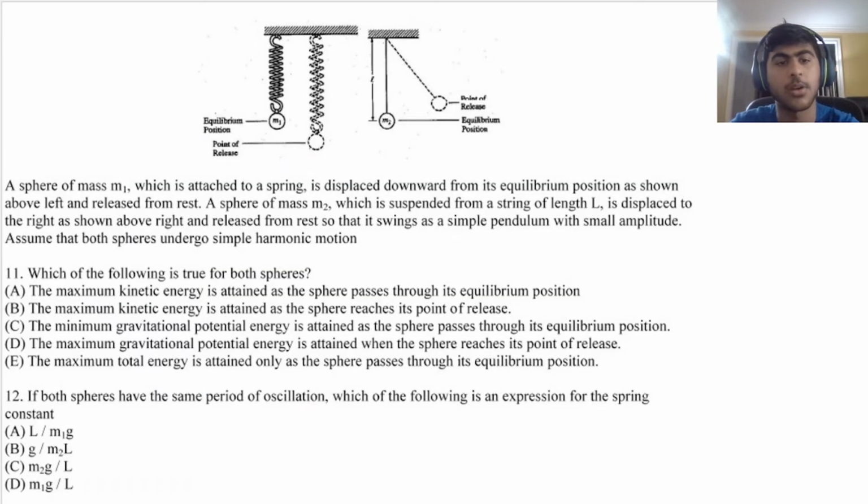Let's keep on going. A sphere of mass m1, which is attached to a spring, is displaced downward from its equilibrium position, as shown above left, and released from rest. A sphere of mass m2, which is suspended from a string of length L, is displaced to the right, as shown above right, and released from rest so that it swings as a simple pendulum with a small amplitude. Assume that both spheres undergo simple harmonic motion. And they're asking us which of the following is true for both spheres.